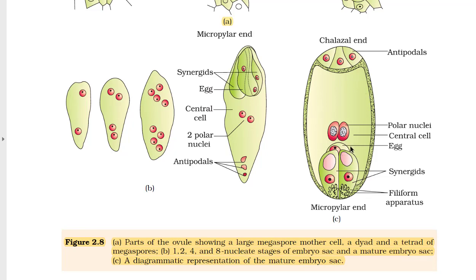ठीक है, उसके ऊपर जो सेंट्रल सेल है उसमें आपको 2 पोलर न्यूक्लियाई मिलेंगे, और चैलेजल एंड में आपको 3 सेल मिलते हैं जिसे हम एंटीपोडल कहते हैं. ठीक है, so these are the 3 antipodal cells. These are the 2 synergids, 1 egg cell, 2 polar nuclei. Okay, so in total we are having 7 cells but 8 nuclei. Understood?